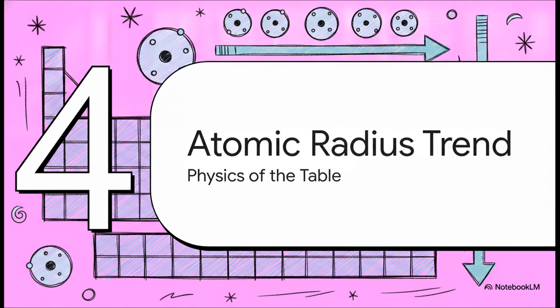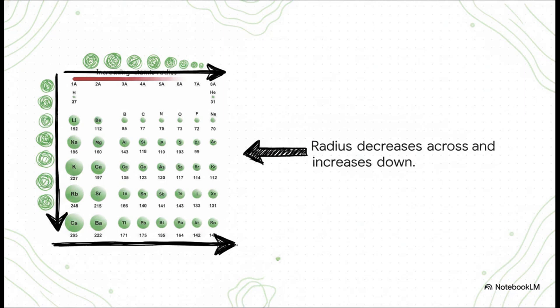Which brings us to Section 4, the atomic radius trend. Let's look at the physics of the table. Now take a close look at the green spheres representing the atomic radius. Notice how they actually shrink as you read from left to right across a single period? Like, look at the jump from lithium over to neon. But when you look from top to bottom down a vertical group, say from lithium down to cesium, the spheres get steadily larger. So the atomic radius varies periodically based purely on an atom's position in the grid.